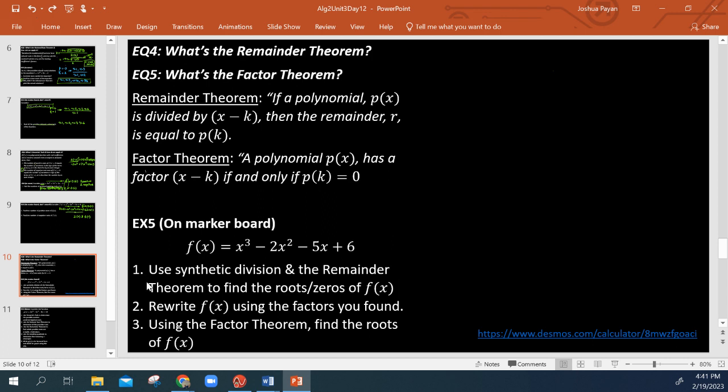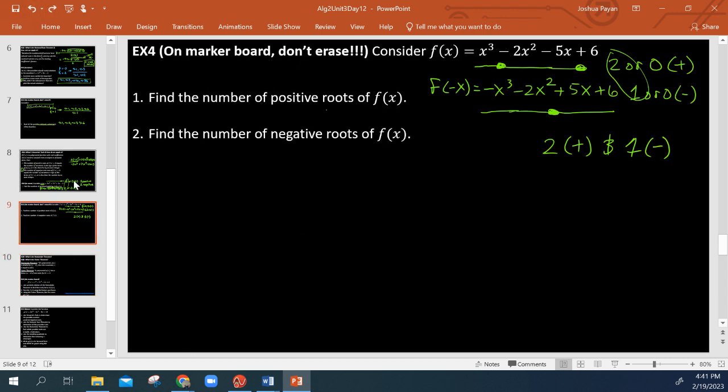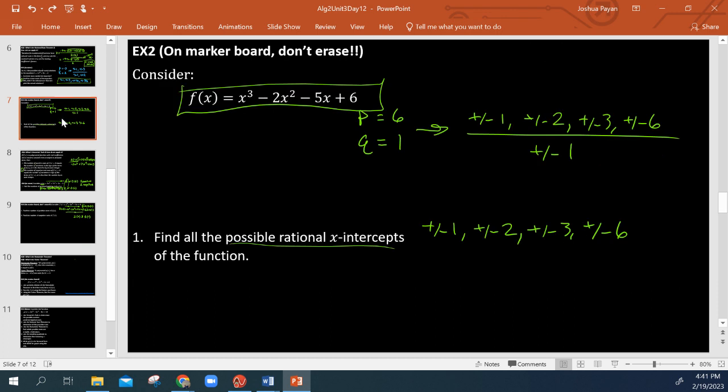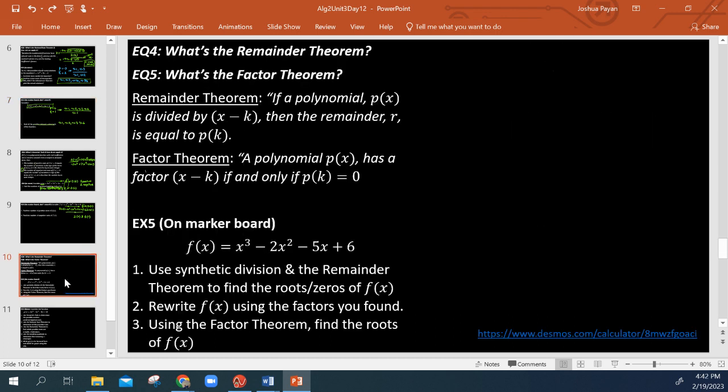Anyway, this fifth example, we're still using the same example that we've been using in previous videos. This example right here. So we've got a whole bunch of information from that. Our factors are 1, 2, 3, and 6. So I'm going to go ahead and write that down: plus or minus 1, plus or minus 2, plus or minus 3, and plus or minus 6.